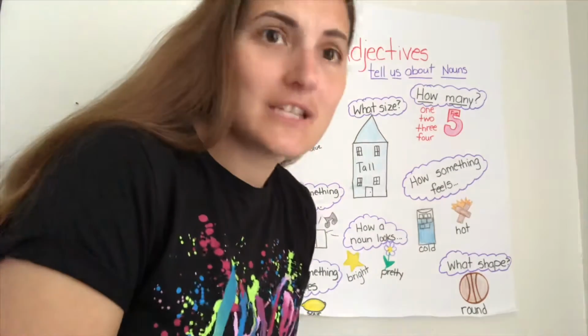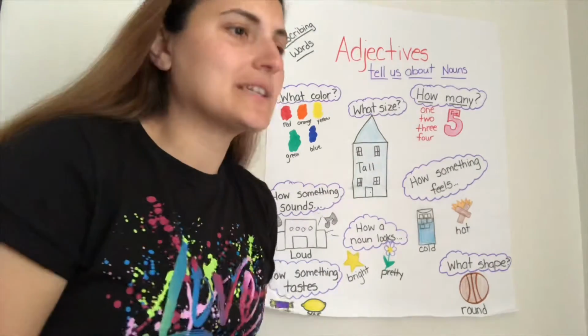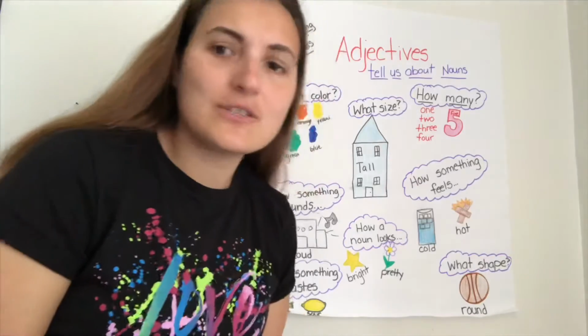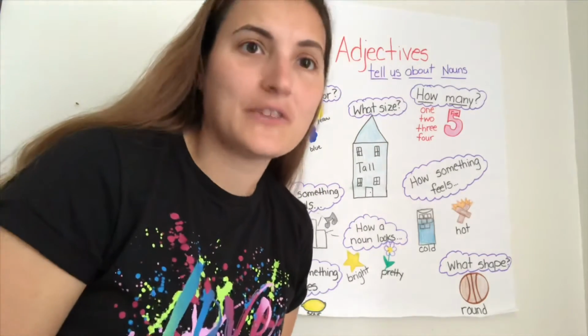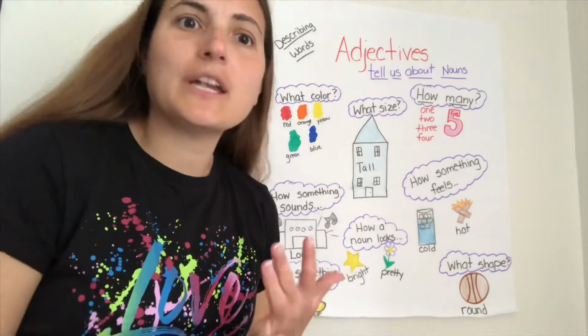Remember, an adjective describes a noun. So we learned about what a noun was. A noun is a person, place, or thing. An adjective is going to tell you more about that noun. They're description words. They're very good words to use in your writing.